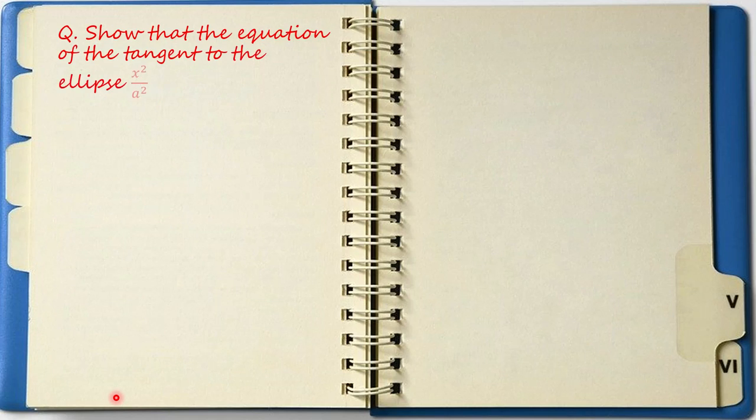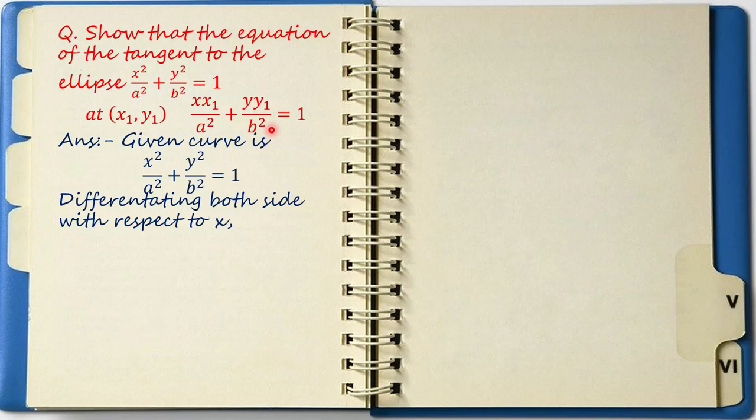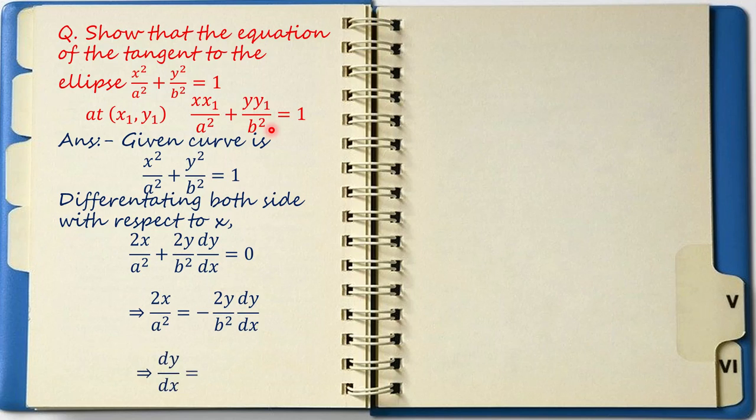Show that the equation of the tangent to the ellipse... So the general equation of the ellipse is given and one point (x1, y1) is given. You need to find the equation of the tangent. So the given equation is this. Firstly find dy/dx, that is, differentiating this equation with respect to x. Now let's find the value of dy/dx. Just separate them and find the value of dy/dx, that is minus x b square upon y a square. Minus of this value is dy/dx.